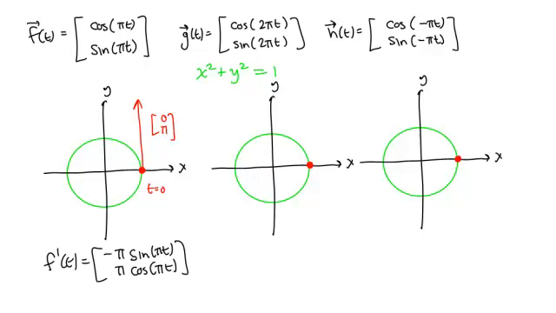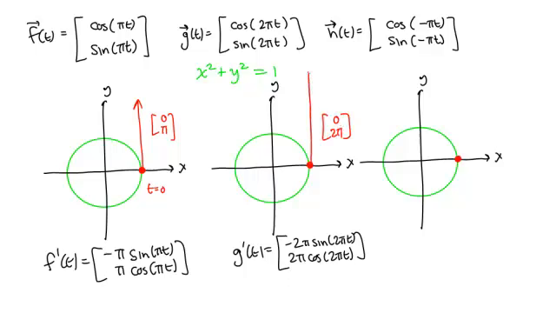Now in the second equation, when we differentiate g, we're going to get g prime of t equal to negative 2 pi times the sine of 2 pi t, and 2 pi times the cosine of 2 pi t. So when we plug in time equals 0 and get the tangent vector, we're going to get the vector 0, 2 pi. So it points in the same direction, but it's twice as long.